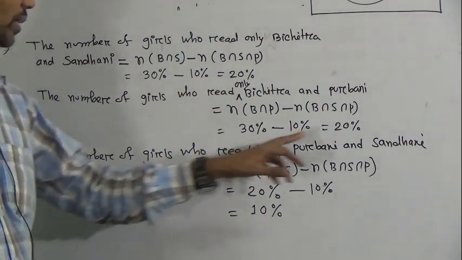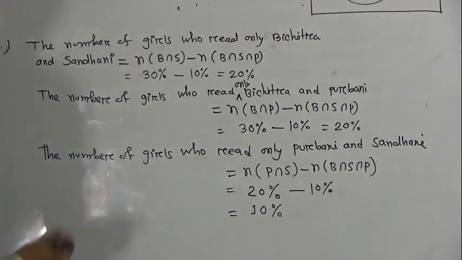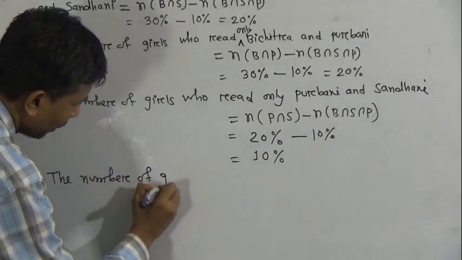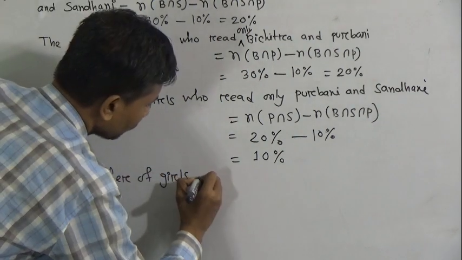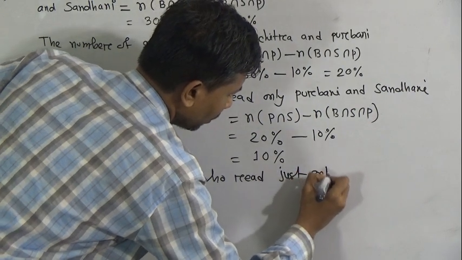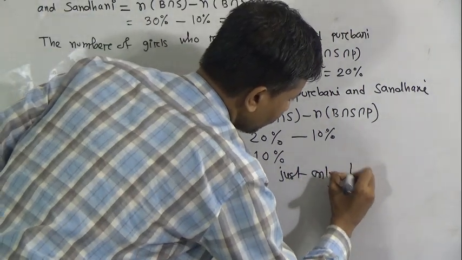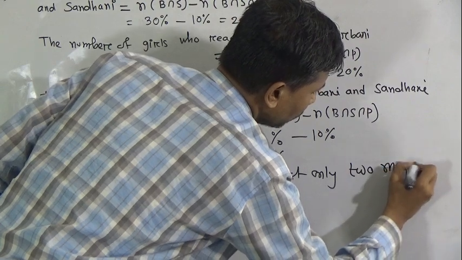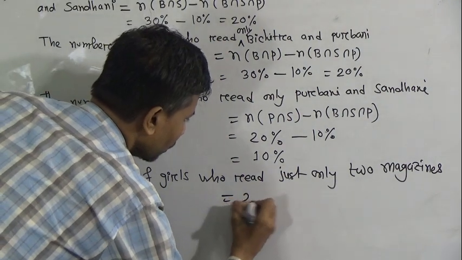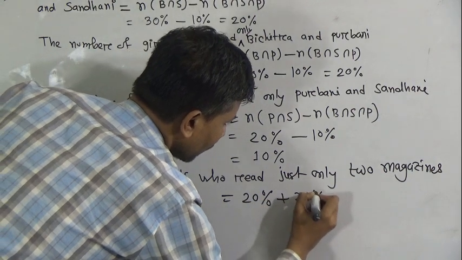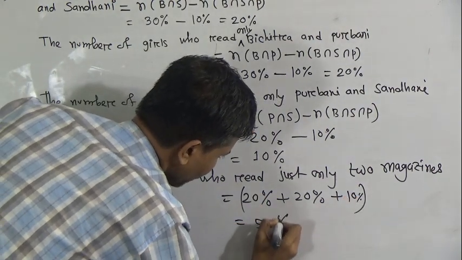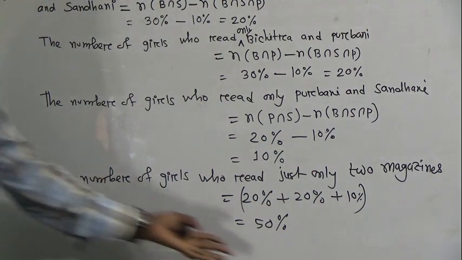Okay, student. Now, according to the question, the number of girls who read just only 2 magazines is 20% plus 20% plus 10%. Now write. Therefore, the number of girls who read just only 2 magazines is 20% plus 20% plus 10%. This is equal to 50%. Okay, student, and this is your required result.